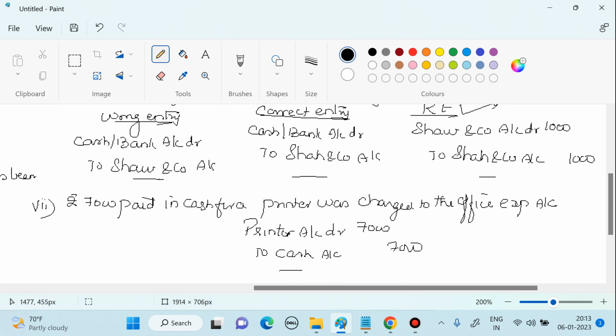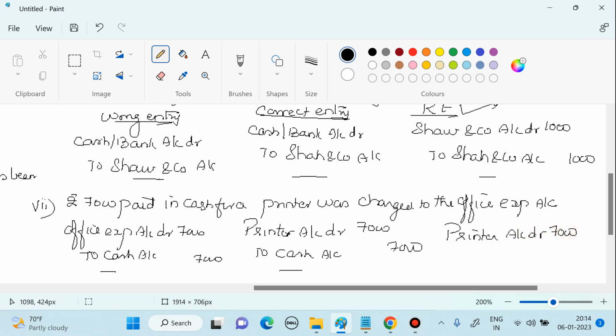But what did you do? You charged it to office expense. So what was the wrong entry? You wrote office expense account debit to cash account. So how to rectify it? The debit should have gone to printer. So now we will put the debit to printer account, and wrongly debited office expense, nullify it by crediting it. Got it, everybody? Yes, ma'am.